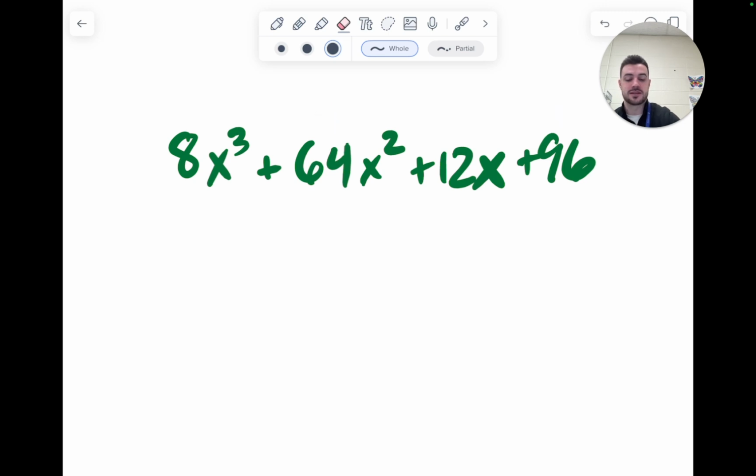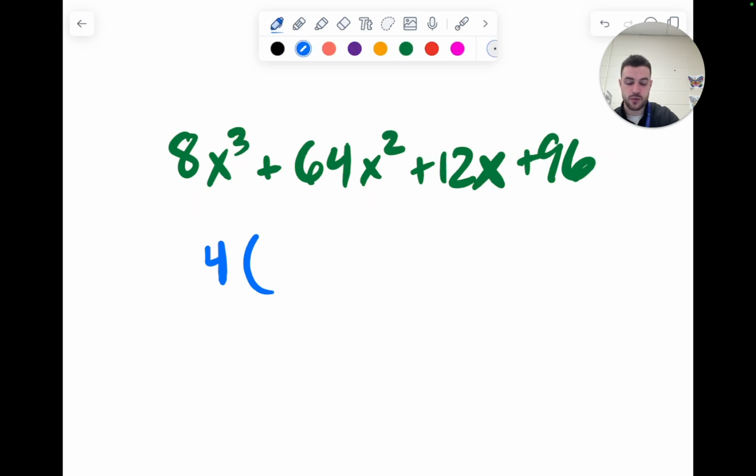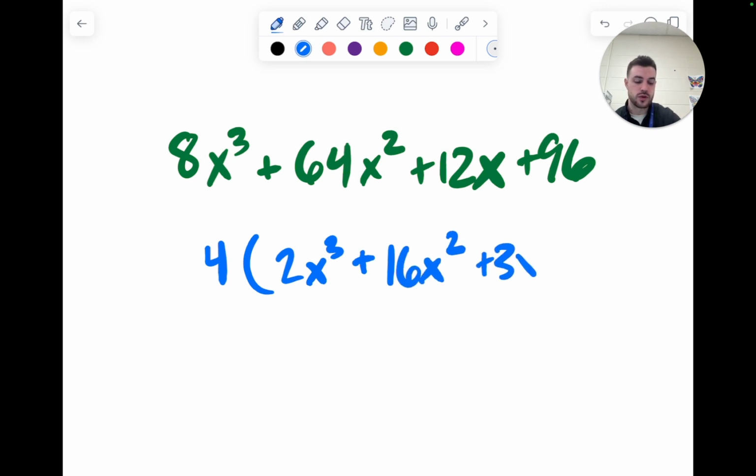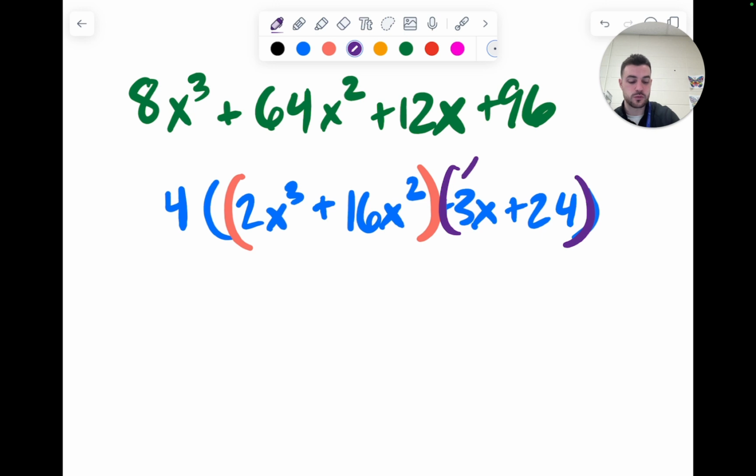So that means instead, I'm going to look for another value, and my guess is 4. If I divide a 4 out of each of these terms, I'm going to end up with 2x to the third plus 16x squared plus 3x plus 24. I'm going to keep that 4 in the front, but I'm not really going to worry about it at the moment. I'm going to group my first 2 terms just like we did before, and then group my last 2 terms, and notice again I grouped that plus sign in there as well.